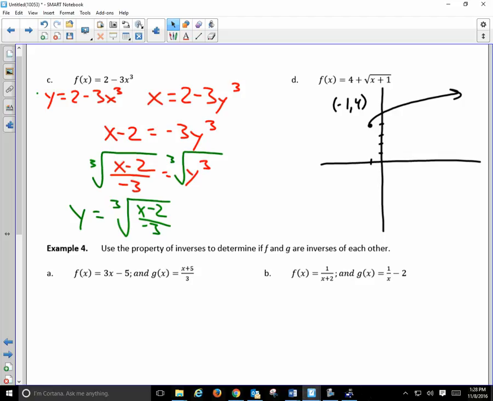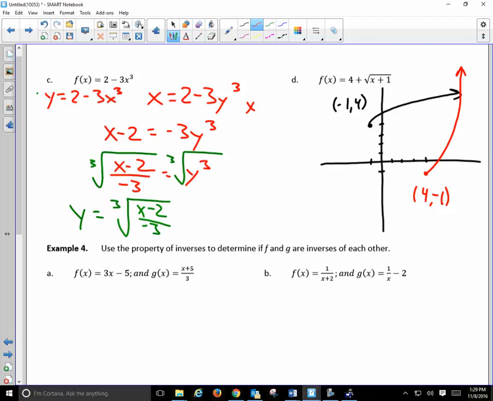So what will be the starting point of its inverse? 4, -1. So its inverse should have a starting point of 4, -1. Agreed? And if I did flip it over the line y equals x, wouldn't you get kind of that kind of a shape? Y'all okay with that? So let's solve.